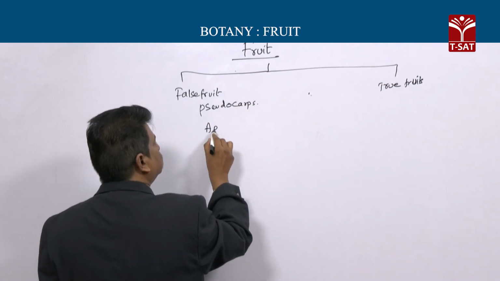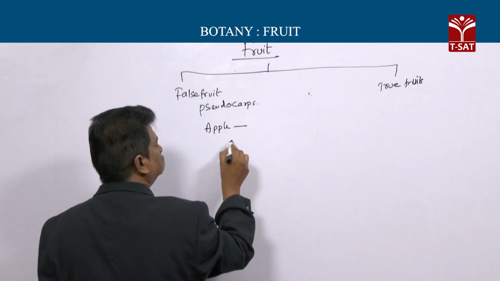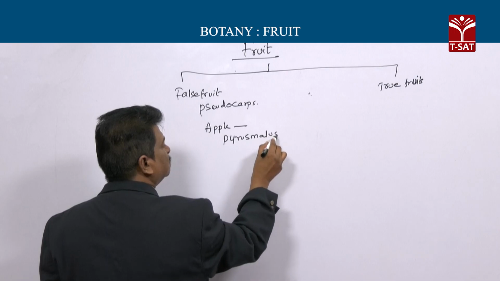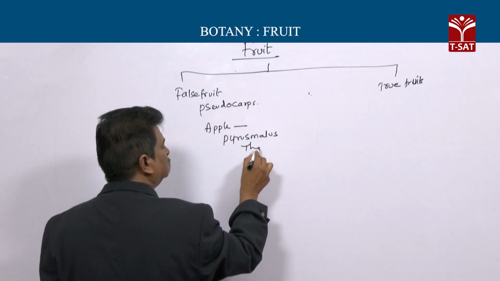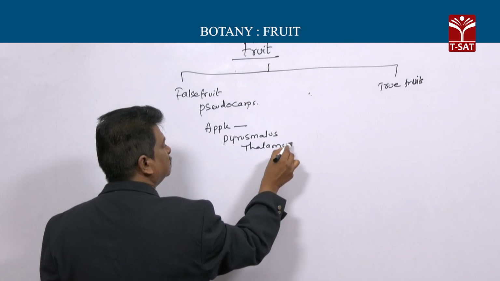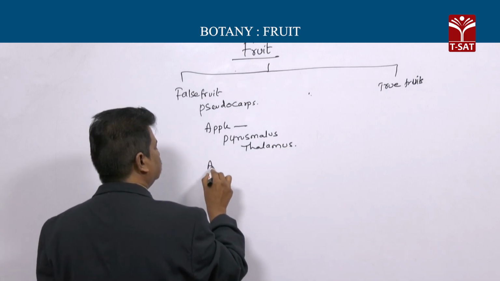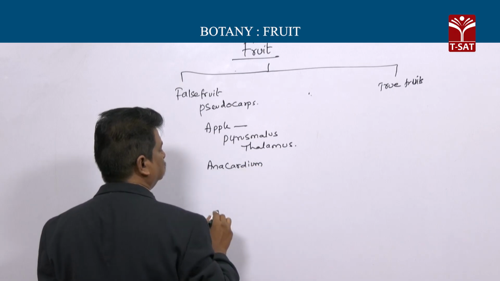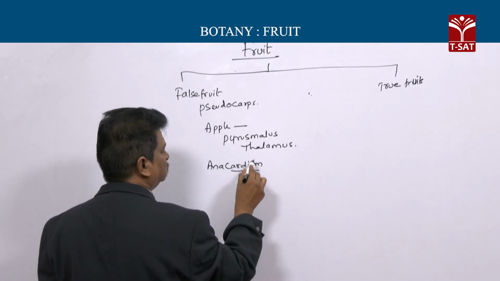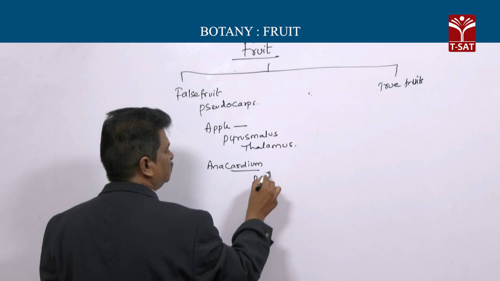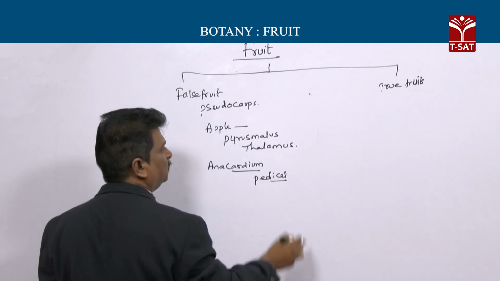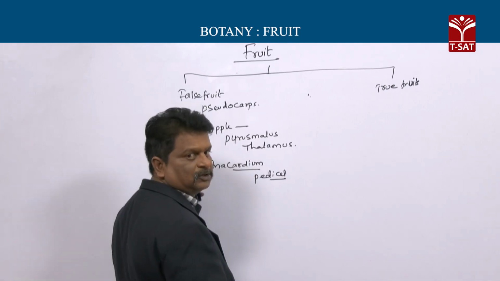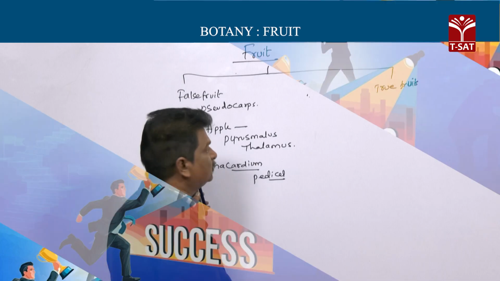Example for false fruit: one is apple, scientific name Pyrus malus. In apple, the edible part is thalamus. And the second one, Anacardium, cashew nut, in which the edible part is pedicel. These are about false fruits.